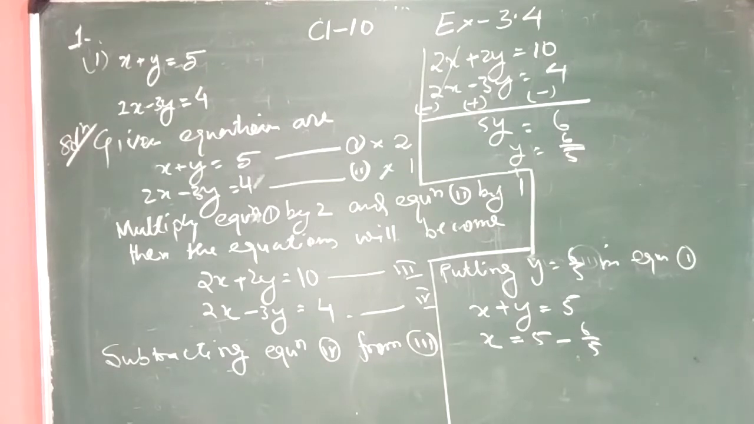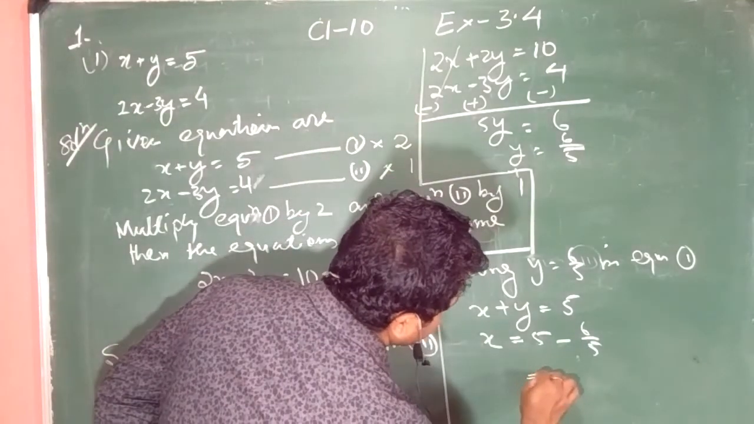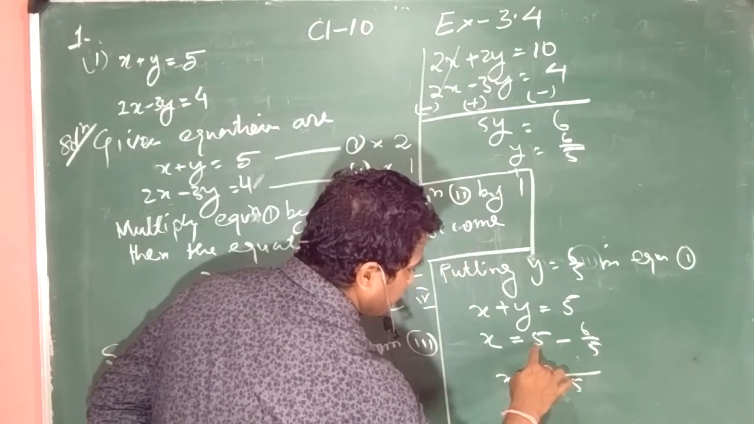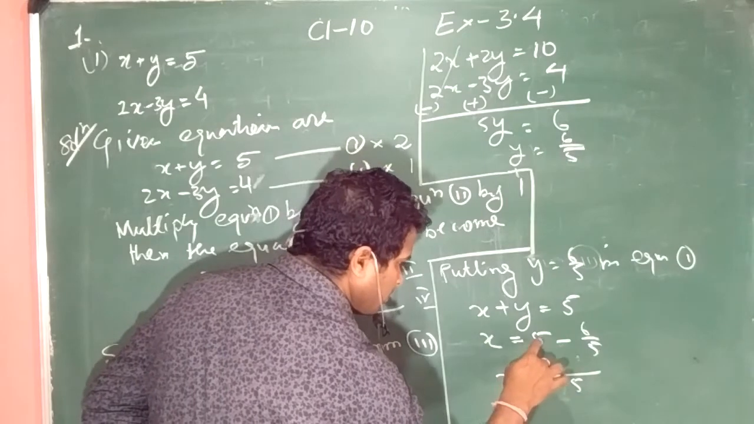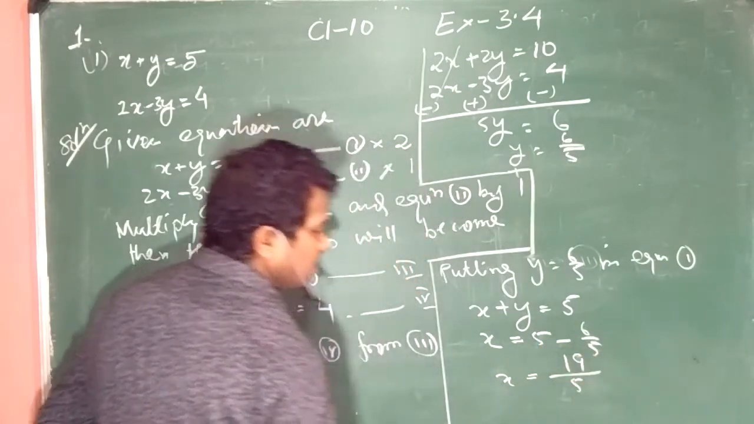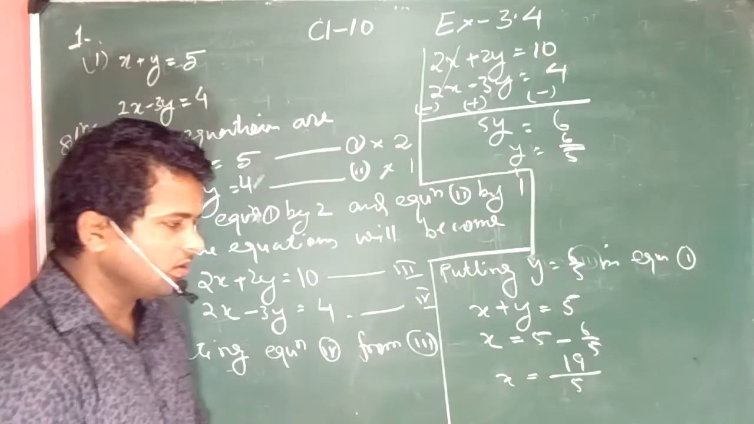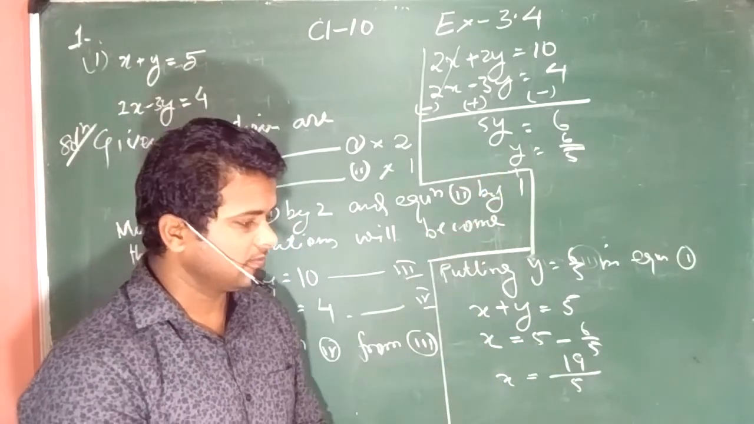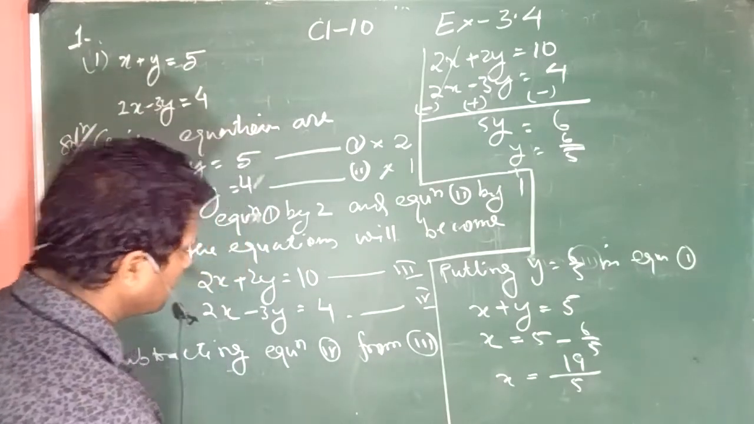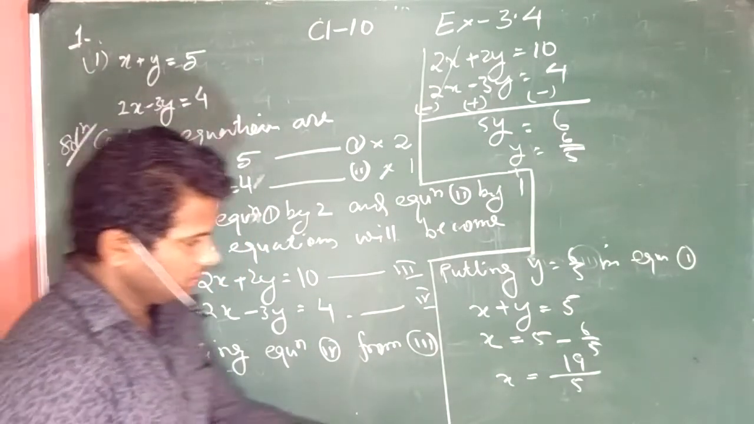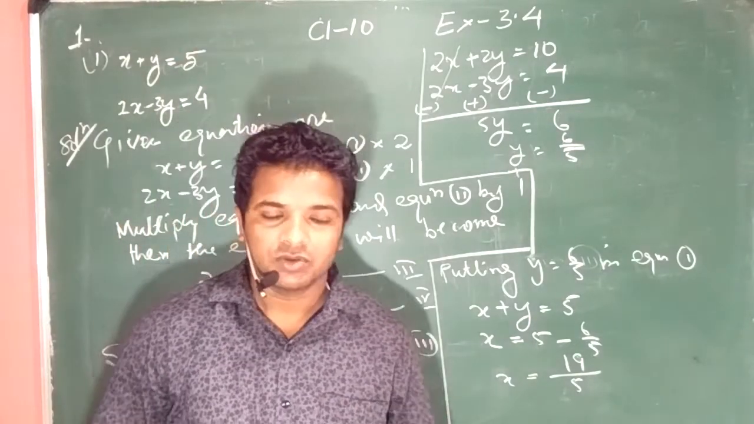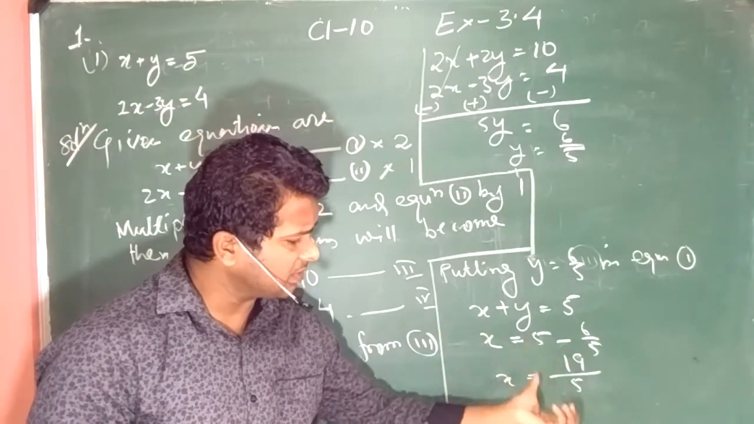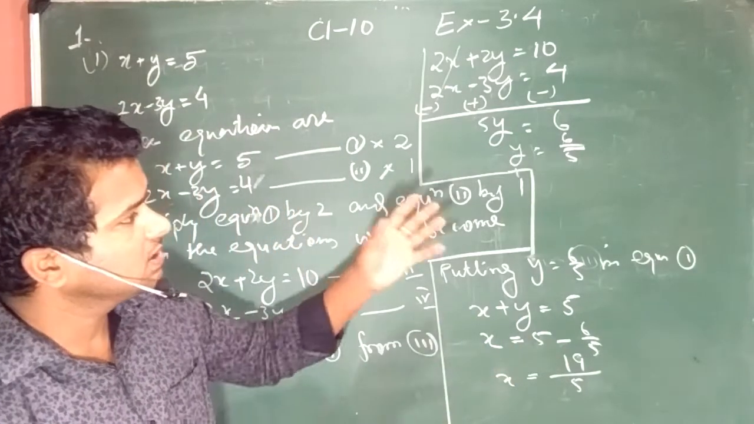Yes. Now we are getting x is equal to 5 minus 6 by 5. When we multiply 5 into 5, 25, and 25 minus 6 is 19. So the confirmed value of x is 19 by 5 and y is 6 by 5. At the end, I'm not writing, please write down at the bottom because I don't have space: therefore, the value of x is 19 by 5 and the value of y is 6 by 5.